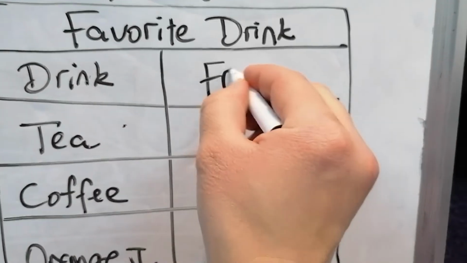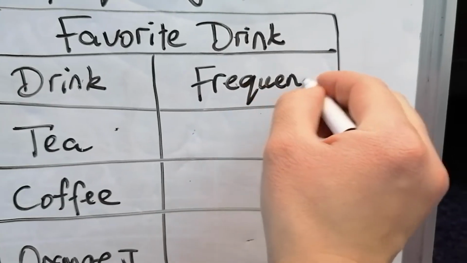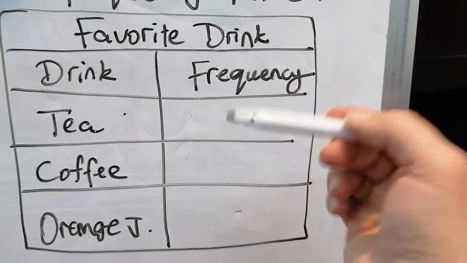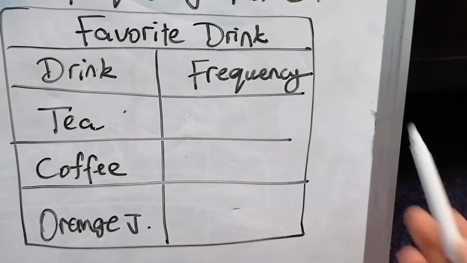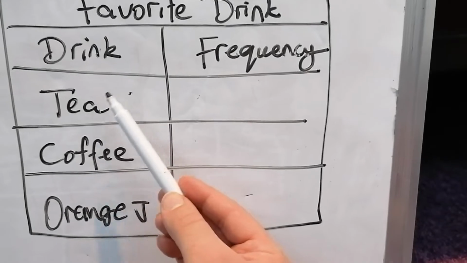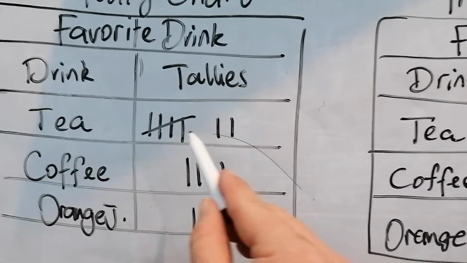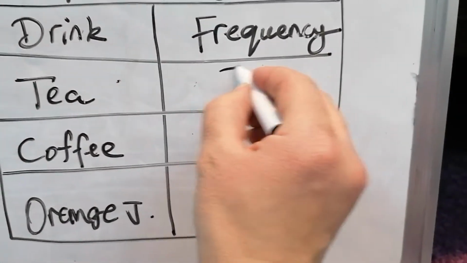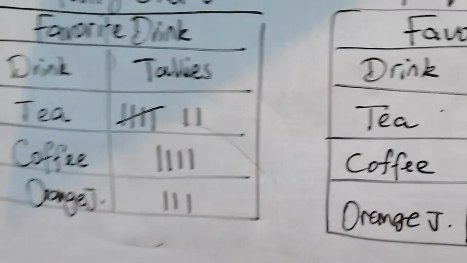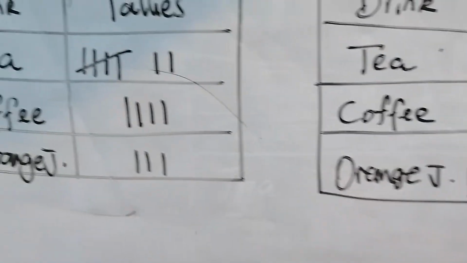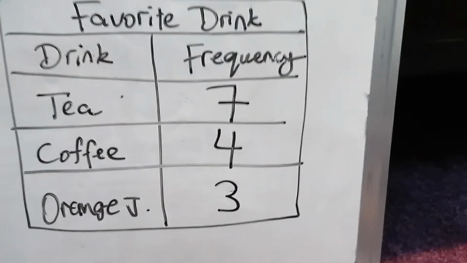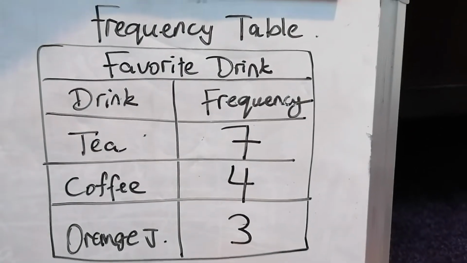Okay, so here, frequency. Frequency means, grade 3 students, how many times it has been repeated. Okay, that's the meaning of the word frequency. How many times it was repeated. So for tea, remember, we had a 7. So we're easily writing a 7 like this. Coffee, 4. Orange juice, 3. We just made a frequency table.